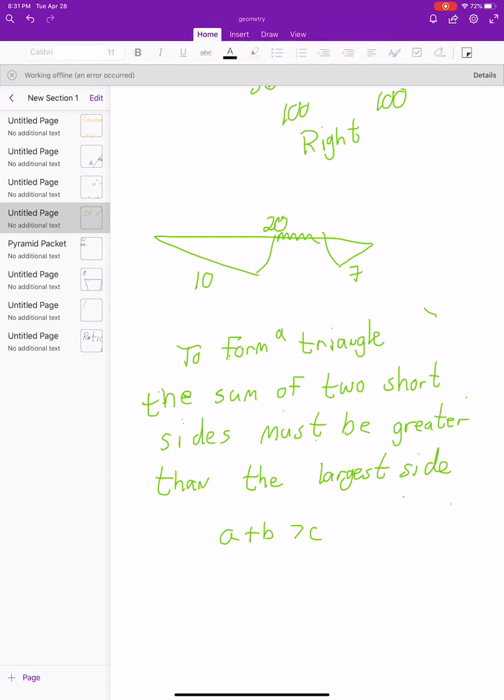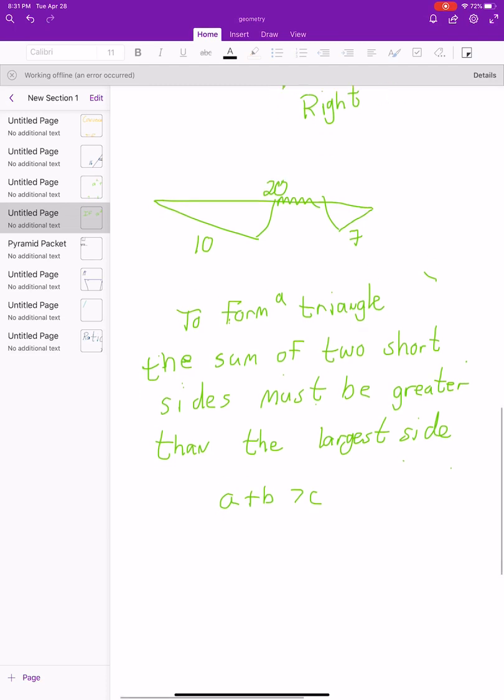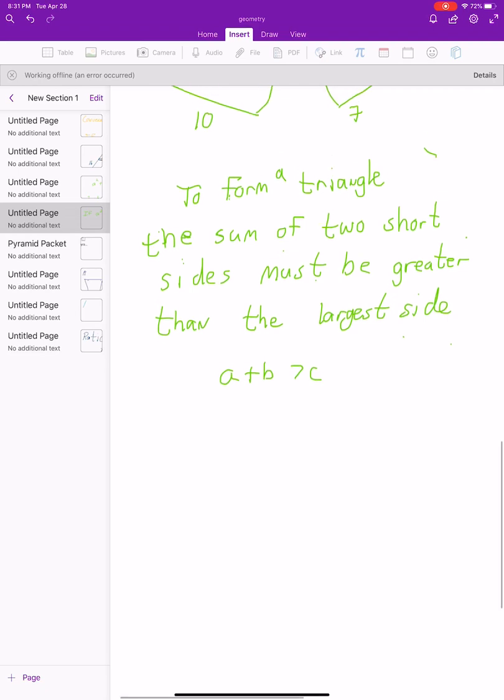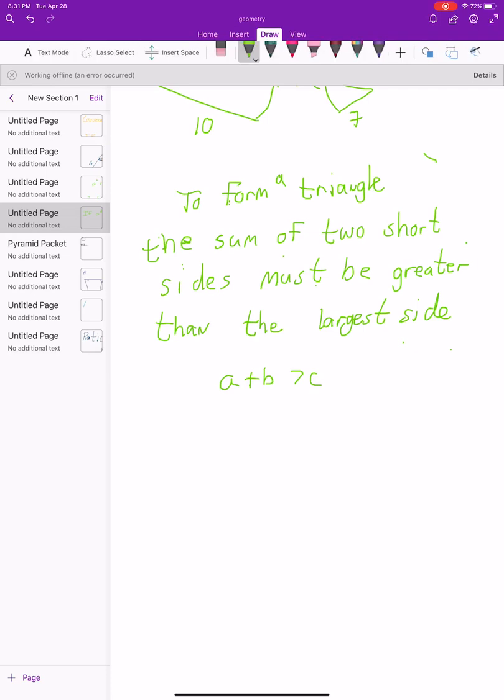All right, so let's take a look at some problems with this. So I'm going to say we're going out to the old woodshed and we're going to pick out some side lengths and see if we can get triangles. So do these form triangles? Let's find out.